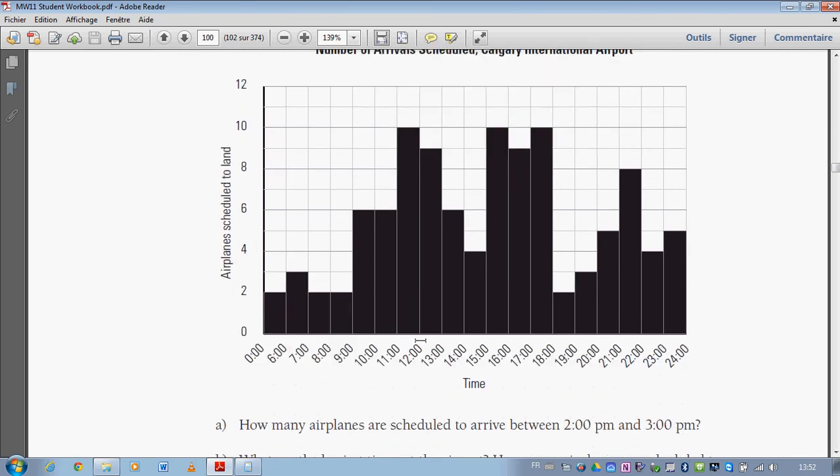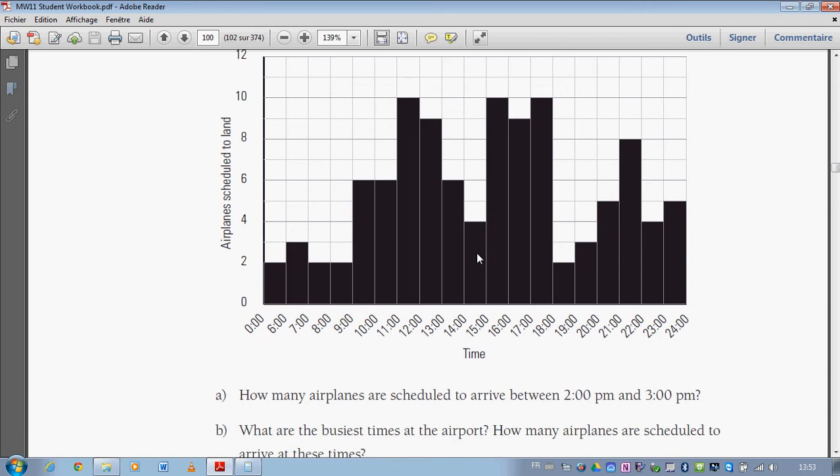Answering a few of those questions: how many airplanes are scheduled to arrive between 2 p.m. and 3 p.m.? 2 p.m. is 1400, and 3 p.m. is 1500, so we're looking at this bar right here. This is the start of 1400, then this is 1500 to 1600, 1600 to 1700. But going back to 1400 to 1500, we've got 4 planes scheduled to arrive.